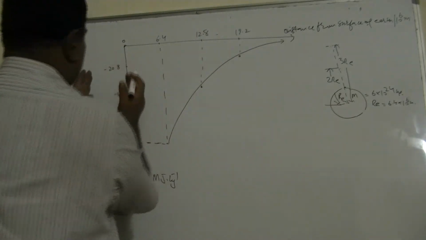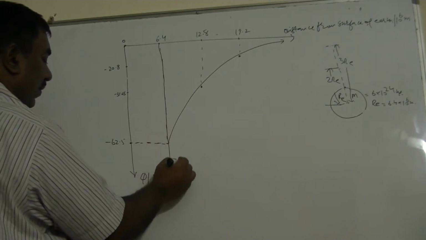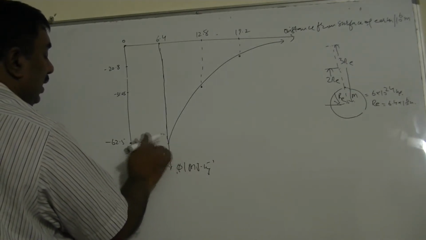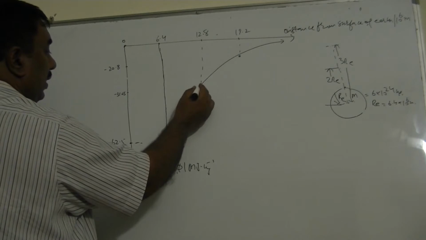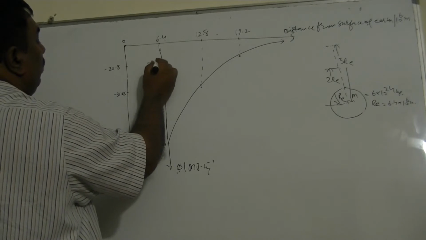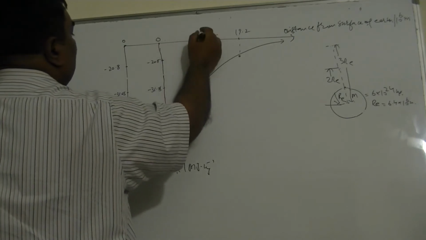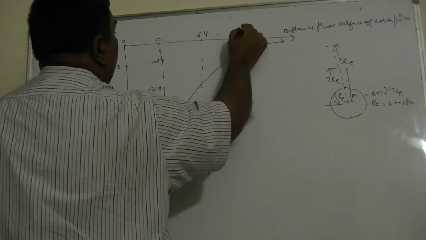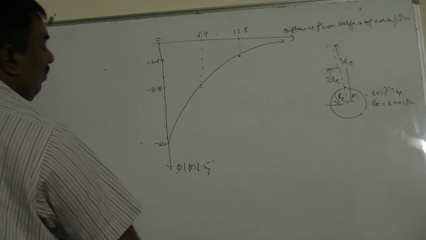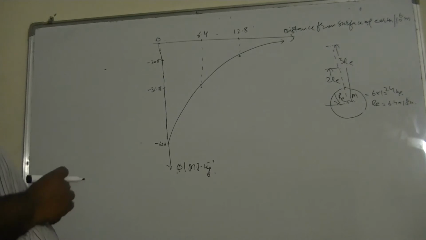If the surface of Earth is given, then you have to shift this axis here. This axis will be shifted here. Again, this is in megajoules per kg, but the values will remain the same. This is minus 62.5, and clearly this value is minus 31.25, and clearly this value is minus 20.8, and this value becomes now 0. This becomes 6.4, this becomes 12.8. Now this is the graph of gravitational potential, phi in megajoules per kg, again with the distance from the surface of Earth in 10 power 6 meters.